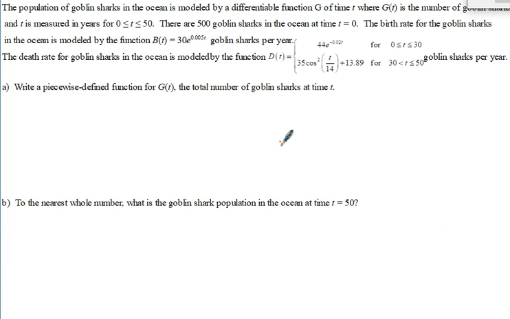The notes for AP Calculus on the topic of real-world rate of change problems continued. Okay, so this one says we've got a population of goblin sharks in the ocean is modeled by a differentiable function g of t, where g of t is the number of goblin sharks, and t is measured in years from 0 to 50. And it says there are 500 goblin sharks in the ocean at time 0.